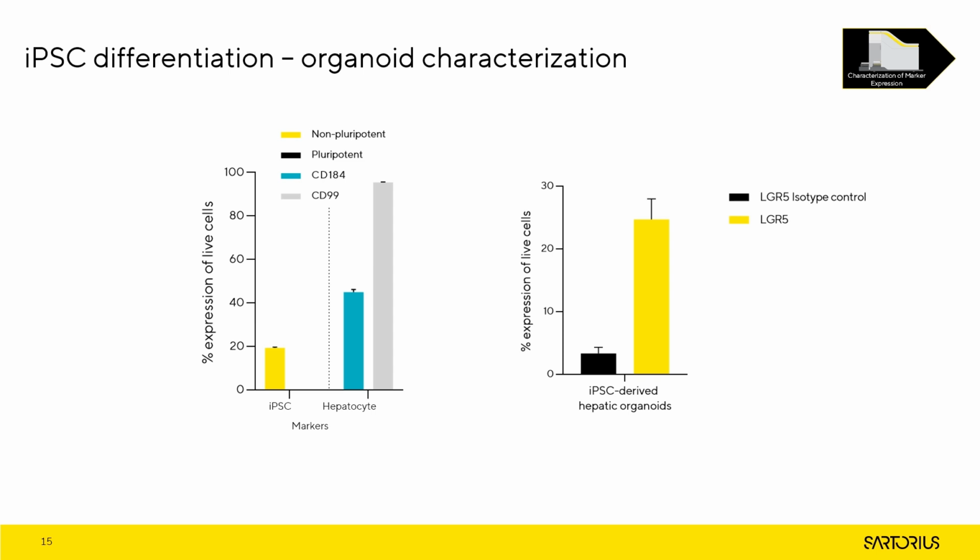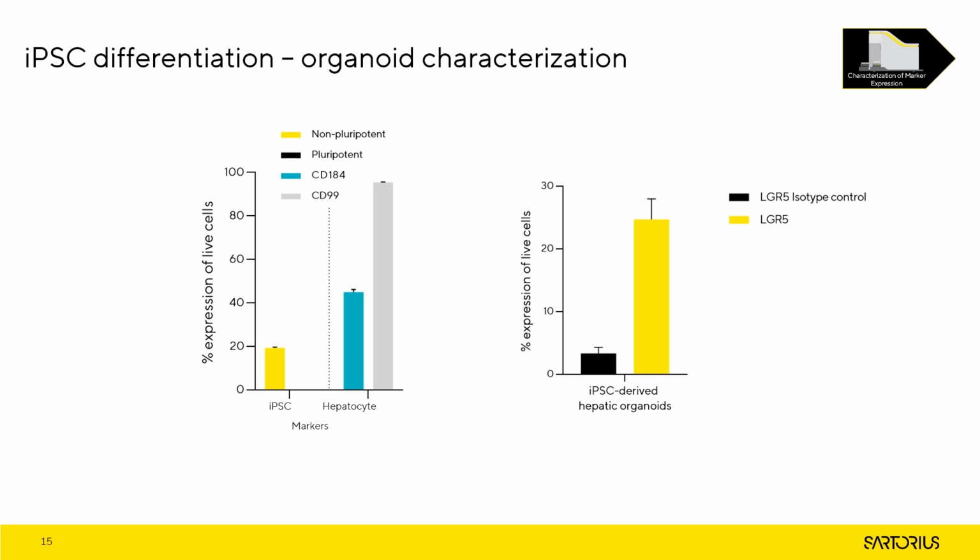So what we can see here is that we have a low level of expression of the non-pluripotent markers, but no expression of the pluripotent markers, with a mid-level expression of CD184, just over 40%, and a high expression of CD99, which is indicative of mature hepatic lineage cell type.